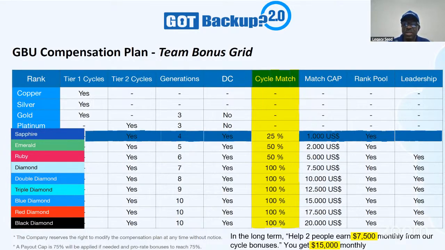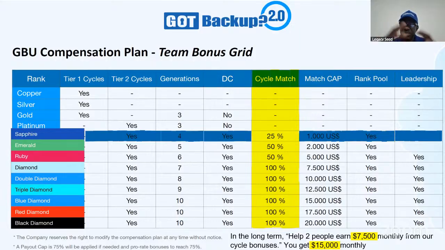That is the potential. But you have a match cap. Match cap is the ceiling. You can see from Sapphire, you have 1,000, then under Emerald, you have 2,000, then 5,000. What does this mean? It means the 25% that Got Backup will pay you on a single person cannot be more than $1,000, okay, for a single person.